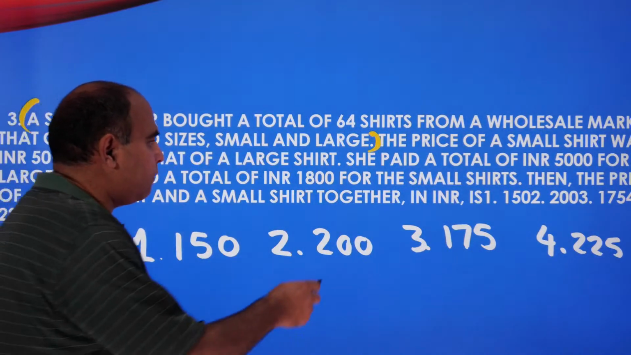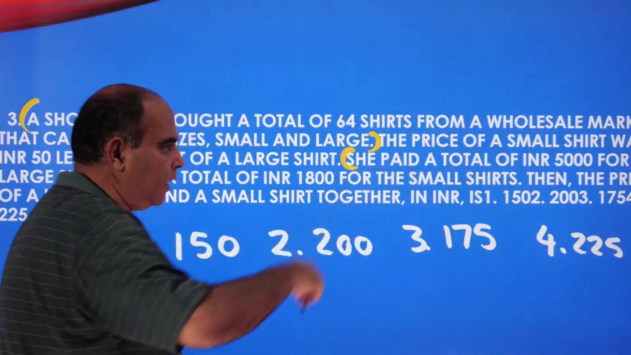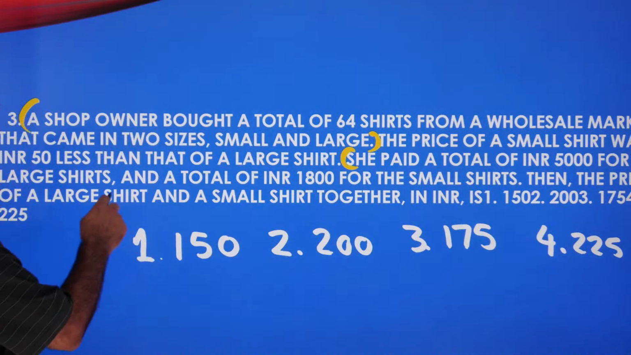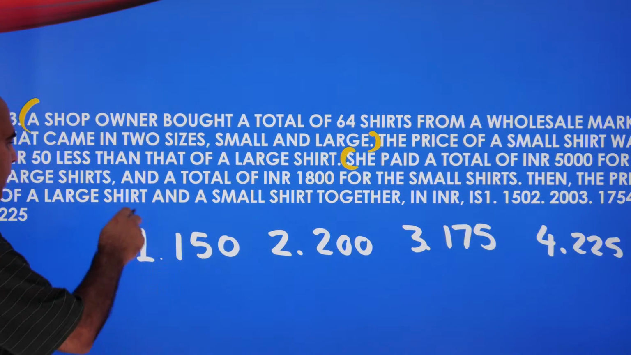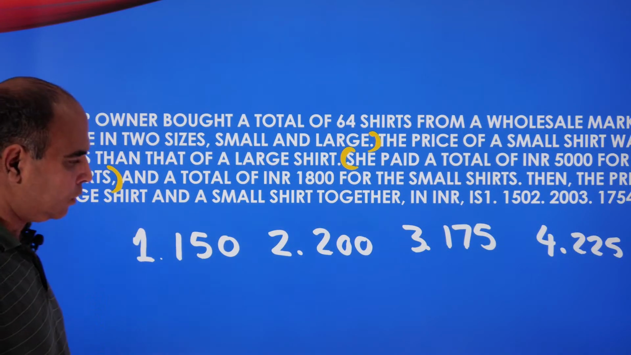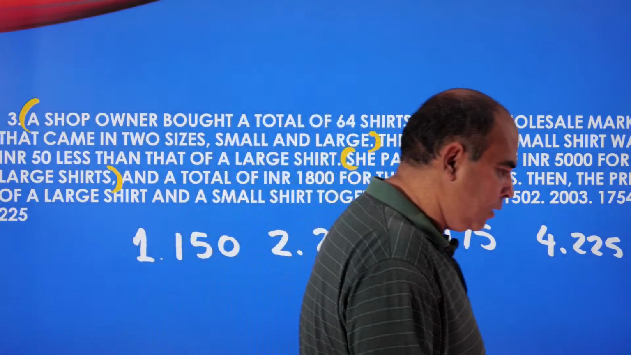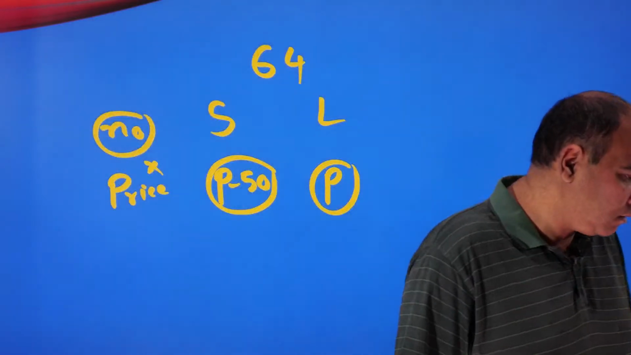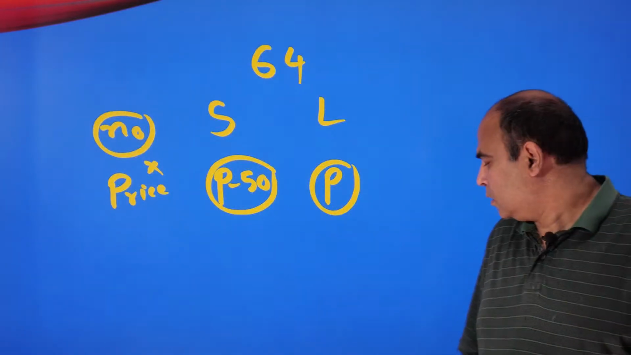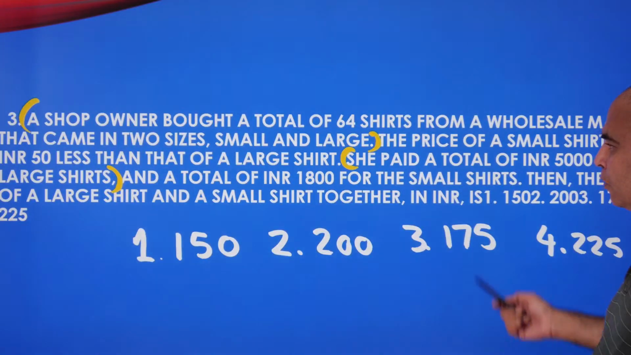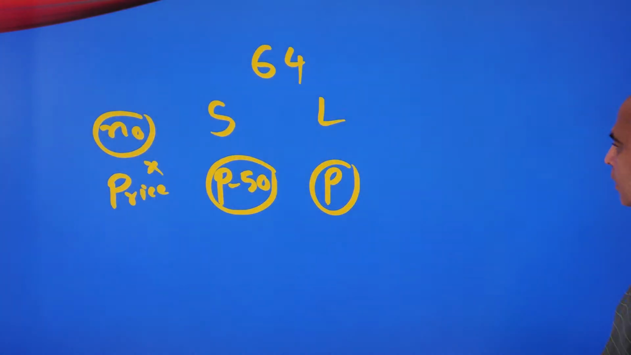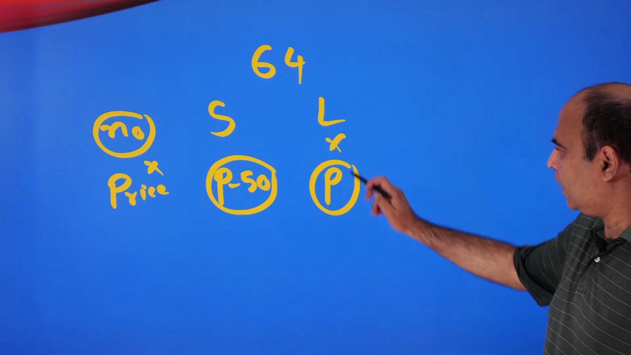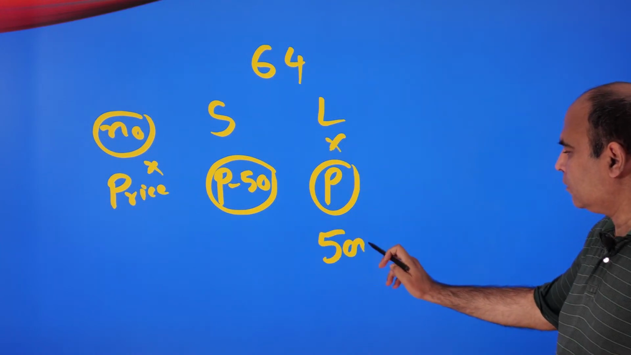She paid a total of 5,000. So I have already predicted this. She paid a total of 5,000 for the large shirts. So if I'm going algebra, I'm getting, this is 5,000.